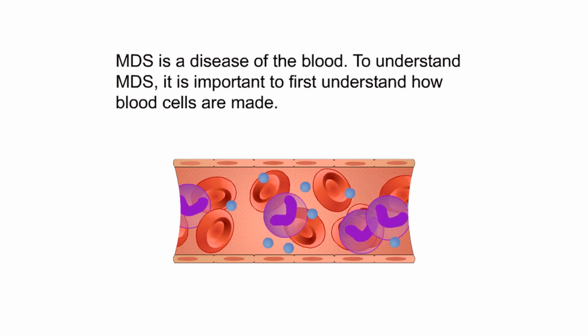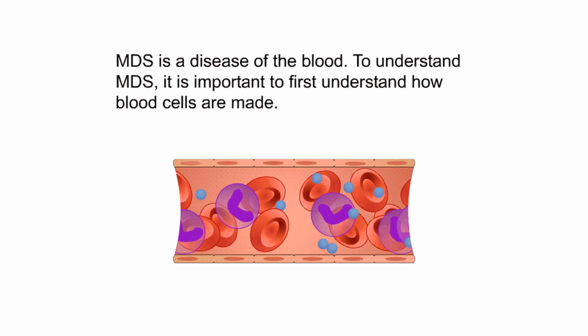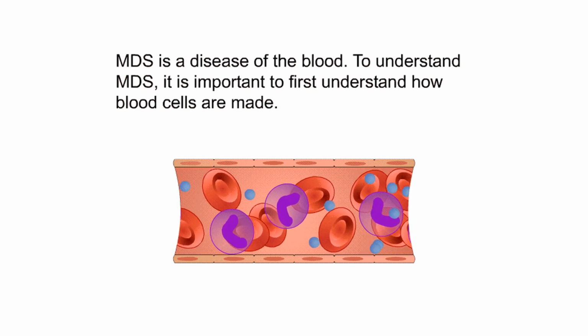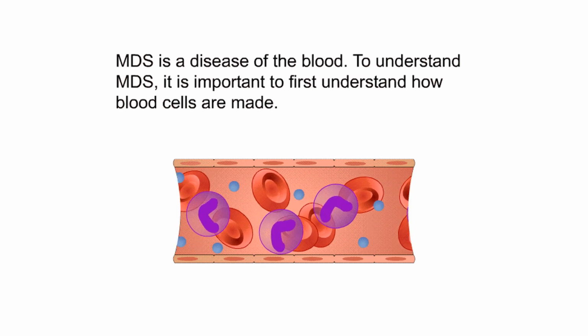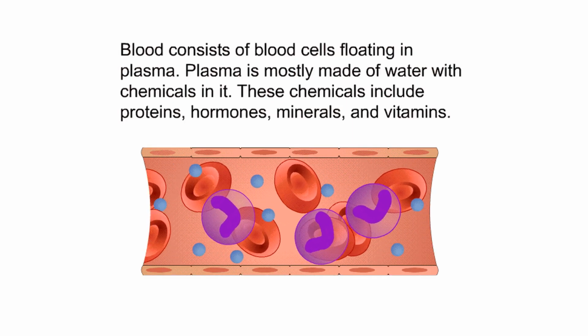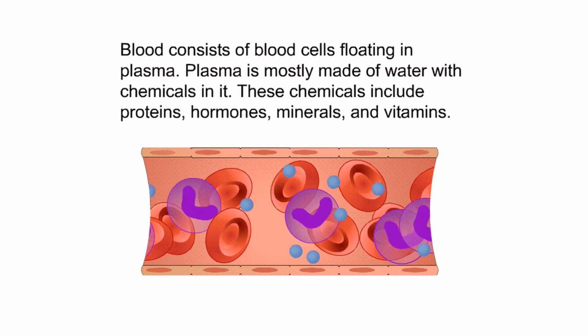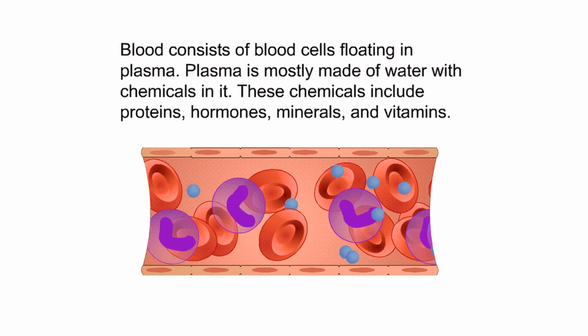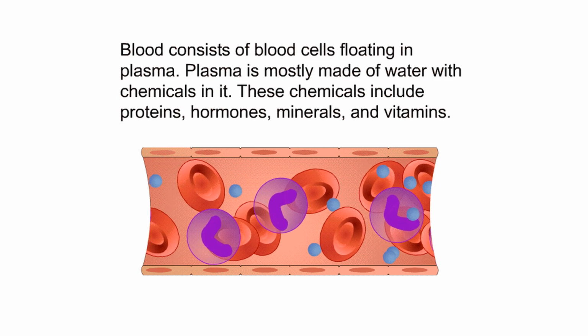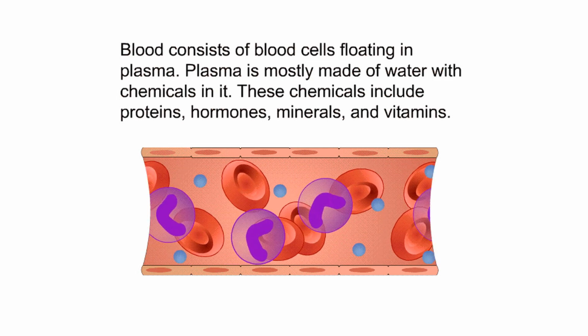MDS is a disease of the blood. To understand MDS, it is important to first understand how blood cells are made. Blood consists of blood cells floating in plasma. Plasma is mostly made of water with chemicals in it. These chemicals include proteins, hormones, minerals, and vitamins.